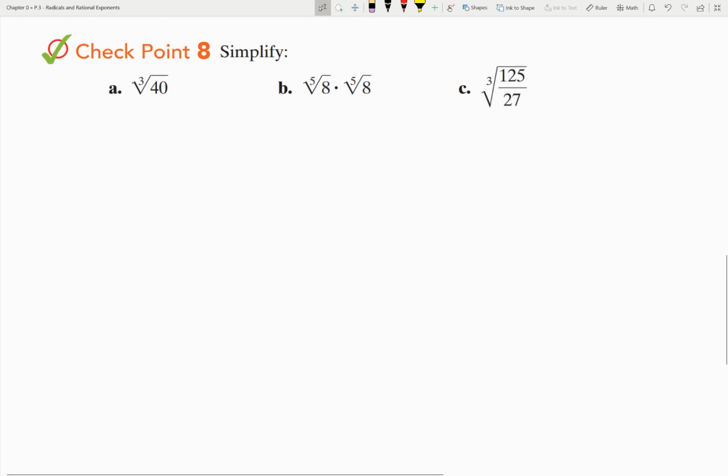Let's try our checkpoint problems. So the third root of 40, again, if we look at my perfect cubes, right, 2 to the third is 8, 3 to the third is 27, 4 to the third is 64, right? So 64 is already too big. 27 doesn't go into 40. Luckily, 8 does. So 40 is 8 times 5. So we split this into 8 times 5. And so I would get 2 cube root of 5.